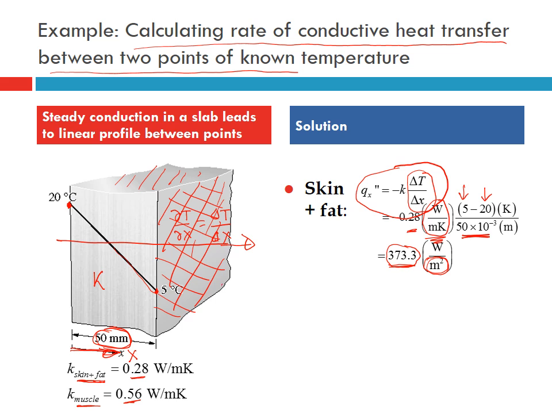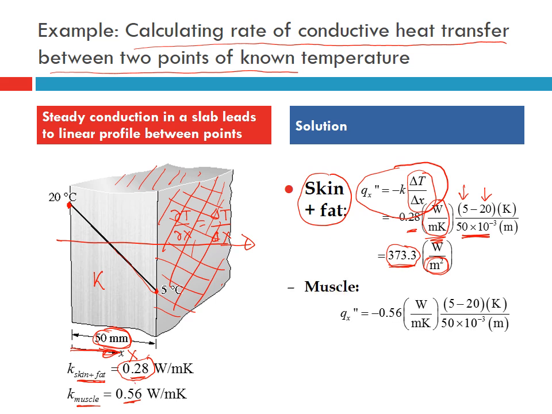Then instead of skin plus fat, suppose, which has a lower thermal conductivity, by the way, if we have a muscle which has almost twice the thermal conductivity. In other words, the fat is kind of an insulator. That's the main point here. So if it is muscle, then I plug in, instead of 0.28, 0.56. Otherwise, the same numbers, and we of course get twice the flux.